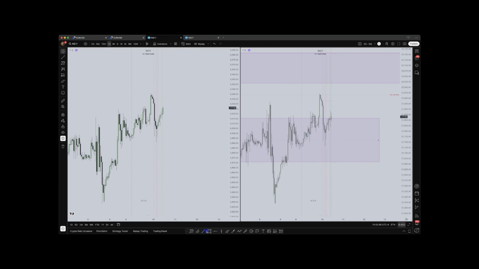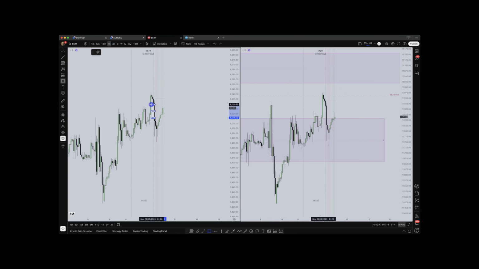So let's see also how price is reacting to this hourly fair value gap. Okay, same here.